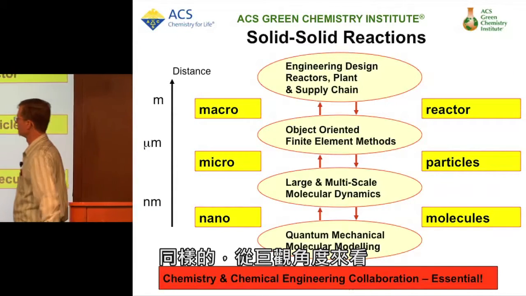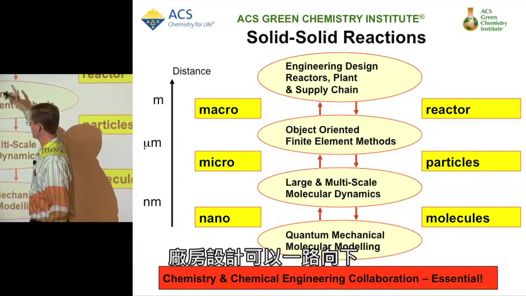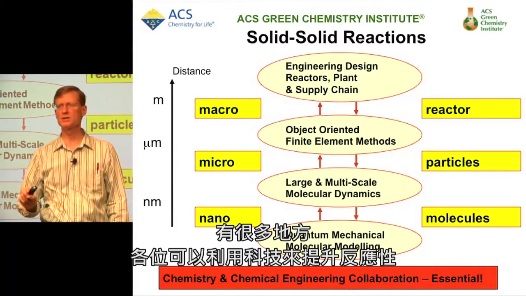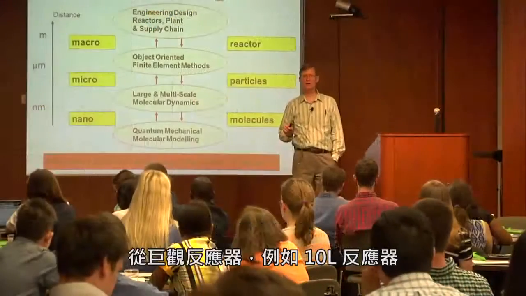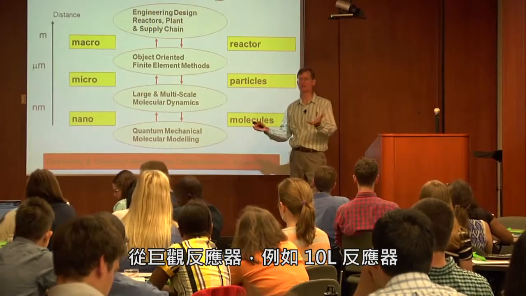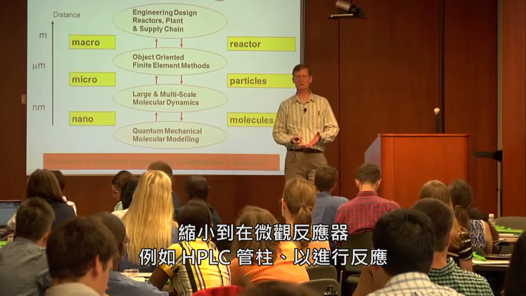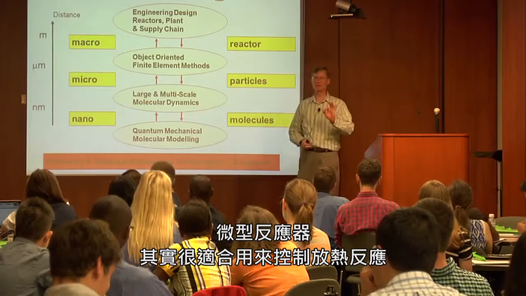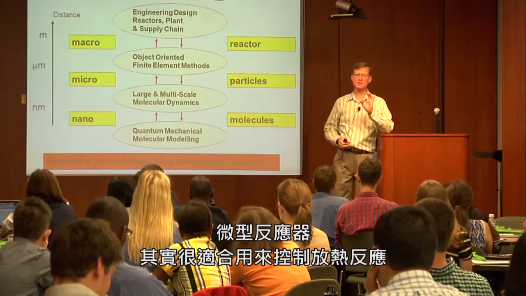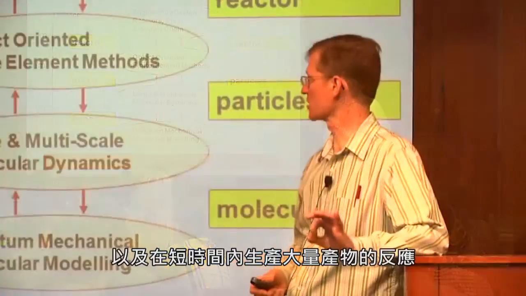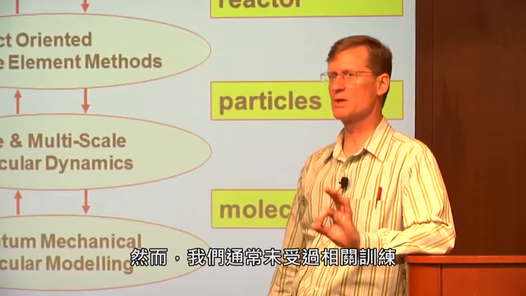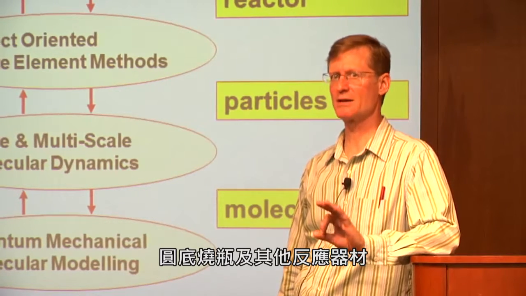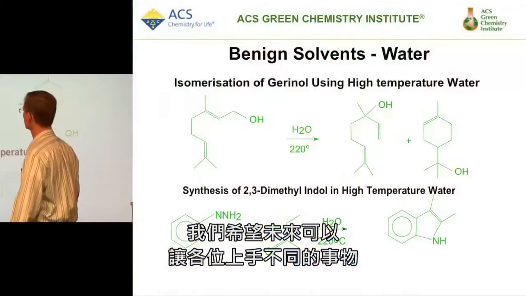Same kind of thing. From a macro scale, so plant design, all the way down to quantum mechanical and nanotype scales, there's much you can do with technology to improve reactivity. All right? Going from a macro scale reactor, say a 10-liter, down to a micro scale, like an HPLC tube that you run the reaction in, a micro reactor. Many of those reactions are great for controlling exotherms, great for using highly hazardous materials, and producing a lot of product in a very short period of time. But again, we typically are not trained. We're trained using beakers and round-bottom flasks and other things. So in the future, we want to get to using different things.